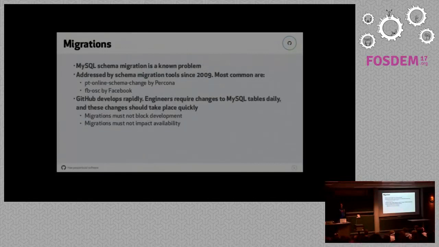So schema migration is a well-known problem, because if you just run an alter table, it might lock things on your master, and later on when it replicates, it might block your replication from continuing, which causes your slave to lag behind.